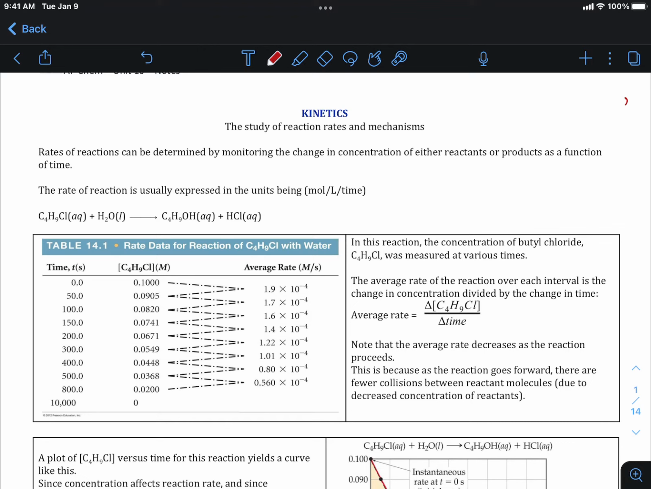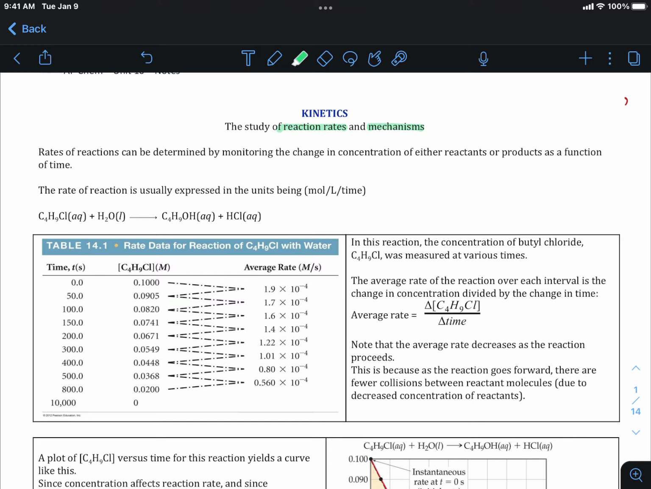This unit is called Kinetics, and it is all about the study of reaction rates. And by rates, we mean speed, right? So, reaction rates, and something we call mechanisms. Mechanisms we'll get into in the later half of the unit.